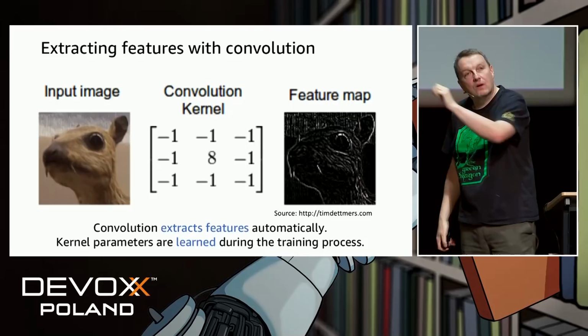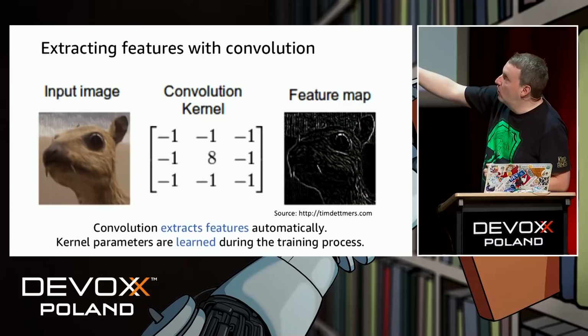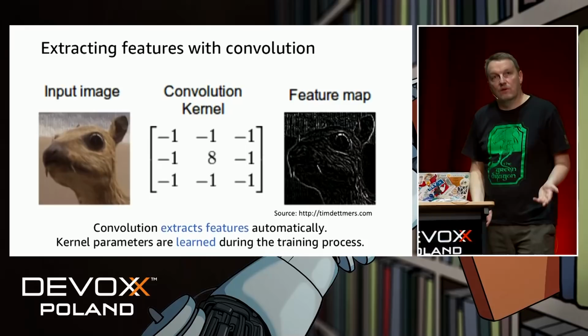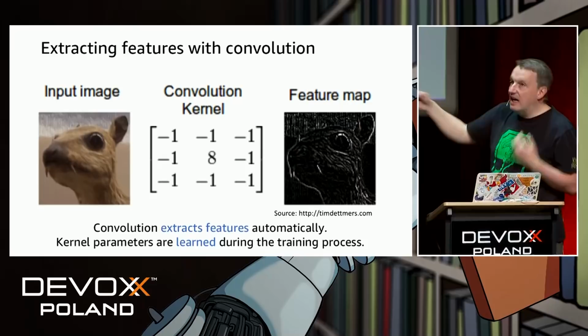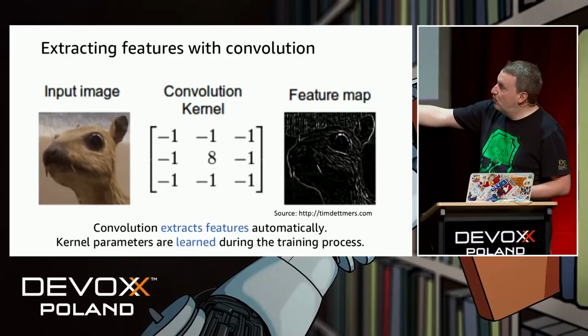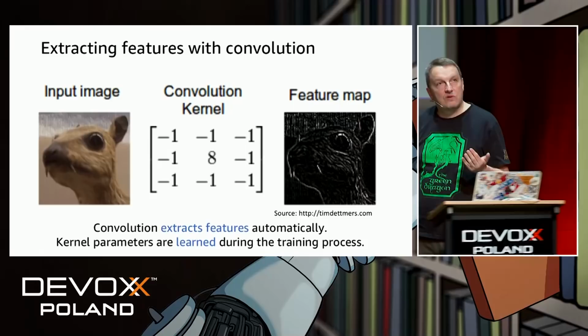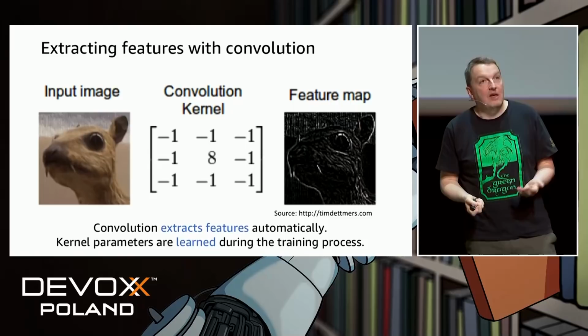If you use this filter, these specific values, you go from this image to this image. So this is really an edge detector filter. What did we achieve here? Well, we detected the edges in the original picture, and we threw away pretty much everything else. Everything else is black. We only kept the edges. So we extracted the edge feature in this image. And this is what convolution is about.